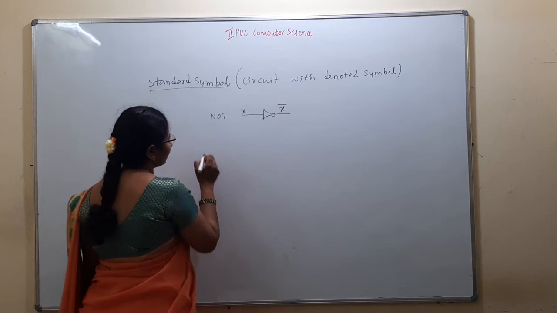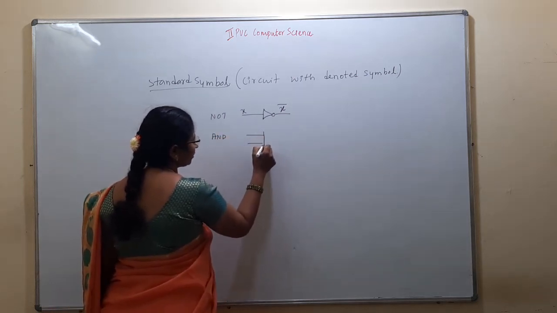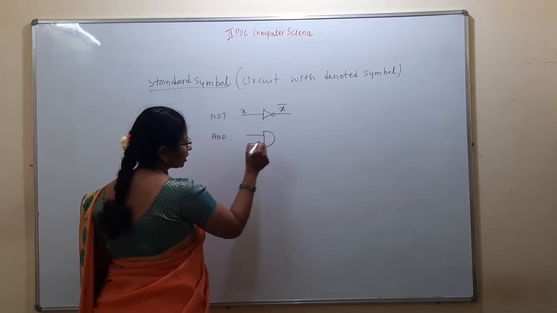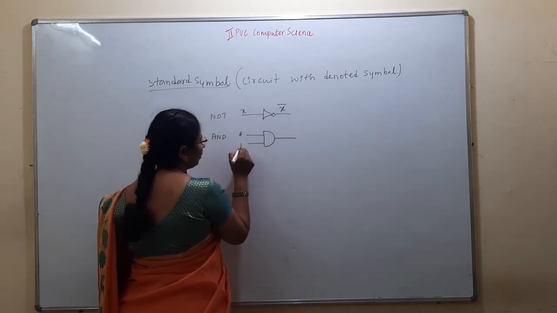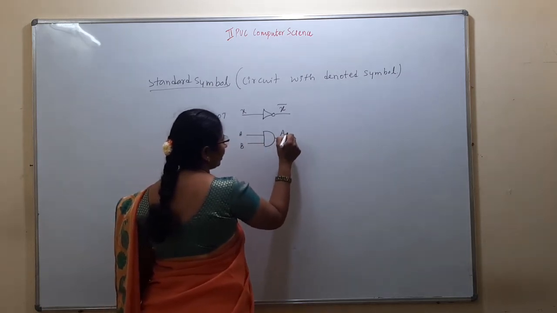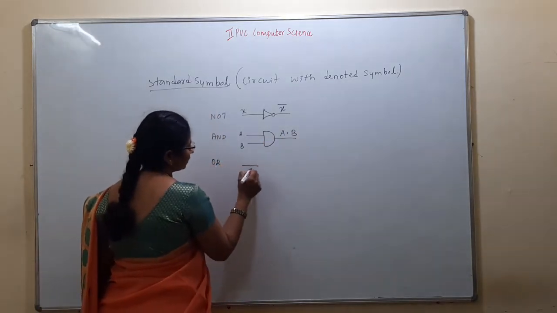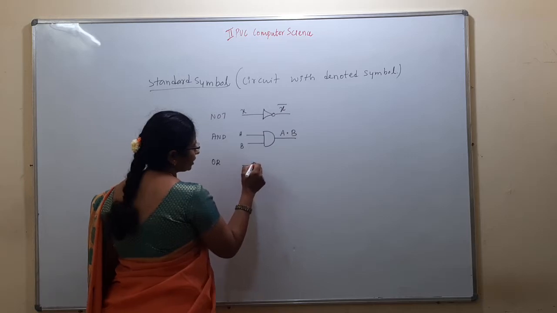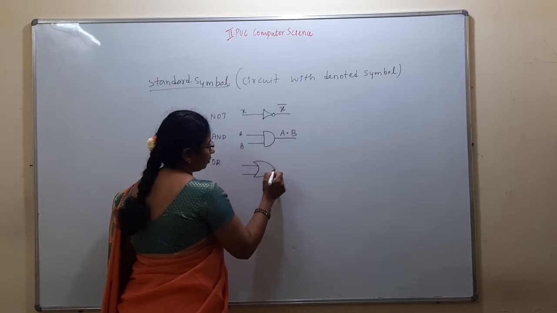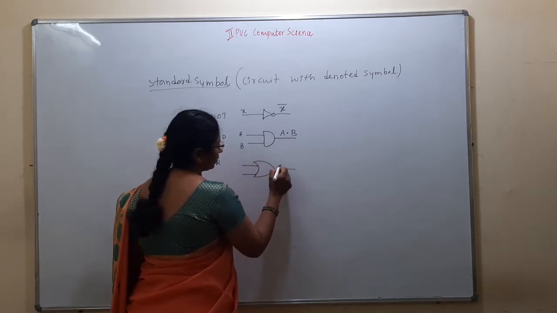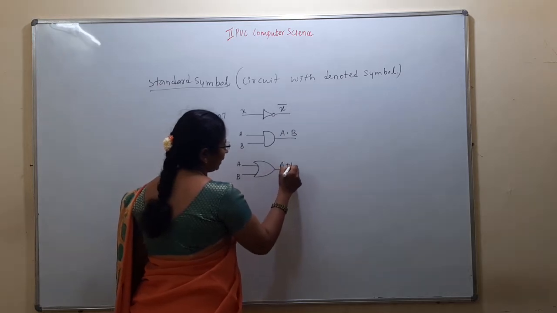X bar. Then the AND gate: two inputs are given to that. It is just like a D with one single output. Give any variable, A into B. Then OR. This is just a slant, like a curve. Then here also, if you take A and B, it is A plus B.